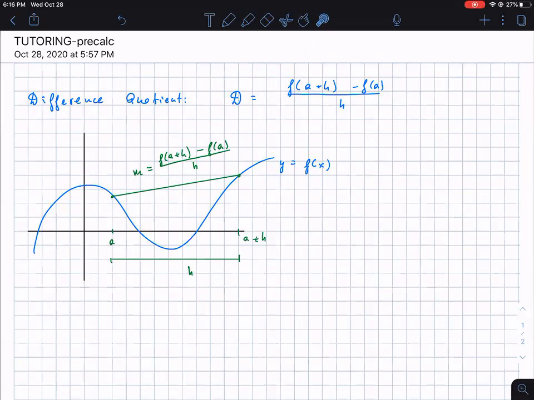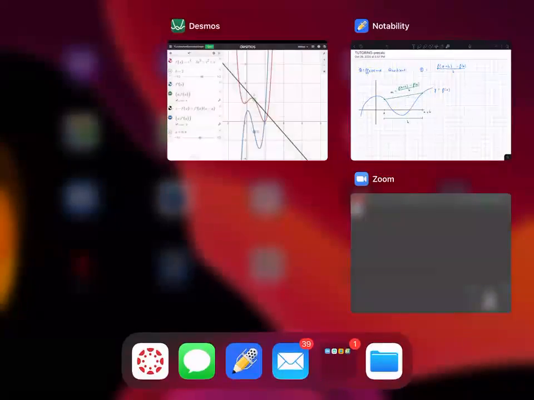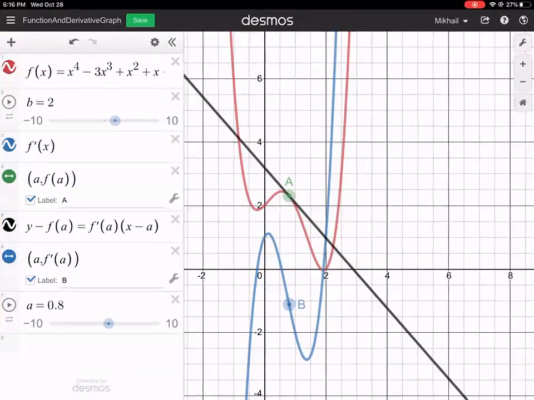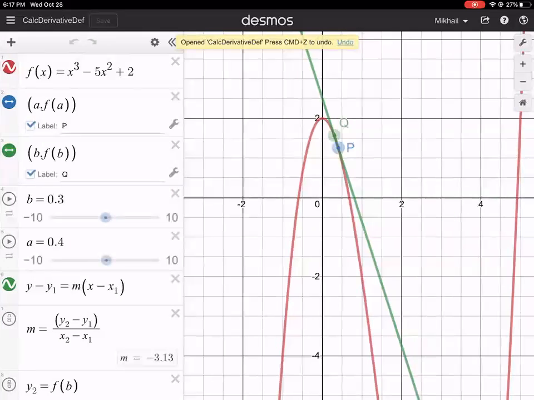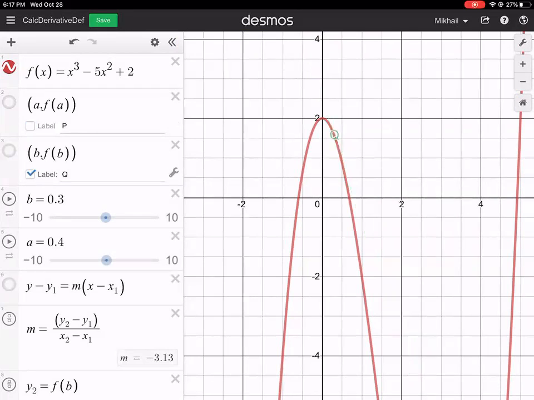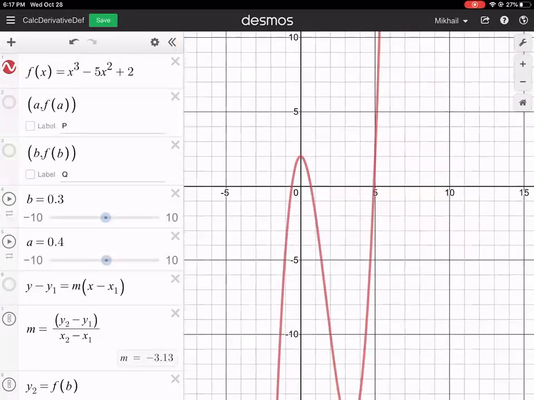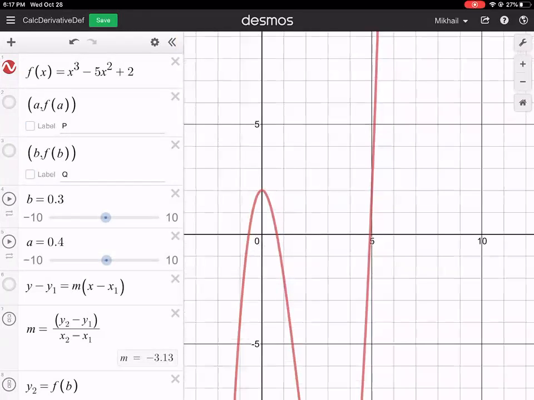Let me see if I still have this. This is from before, from calc. This might be it. Okay, so let's say you have some function. Here is the function. I'm going to turn everything off. So this over here is some function, f of x equals x cubed minus 5x squared plus 2.